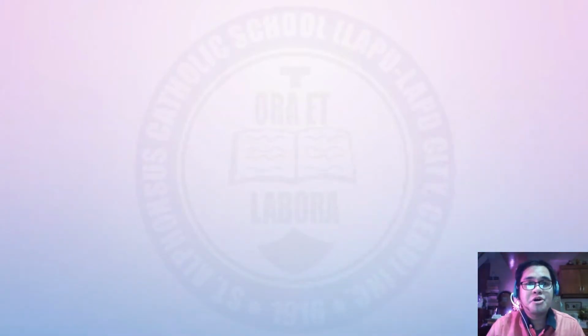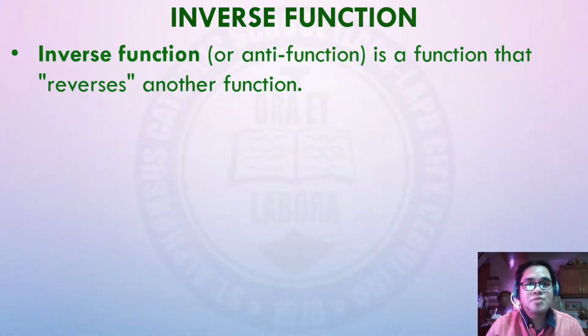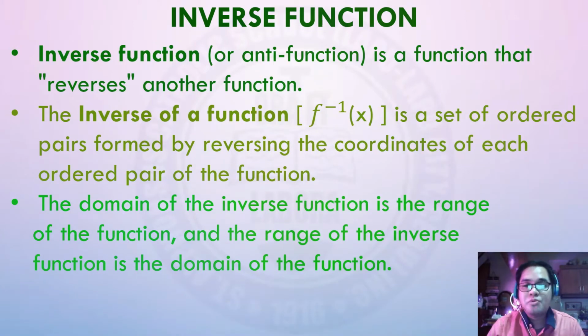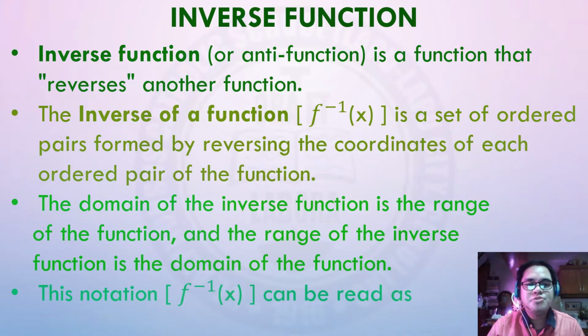So we have to focus on this inverse function. When we say inverse function or anti-function, it is a function that reverses another function. The inverse of a function is a set of ordered pairs formed by reversing the coordinates of each ordered pair of the function. The domain of the inverse function is the range of the function, and the range of the inverse function is the domain of the function. This notation can be read as f inverse of x.